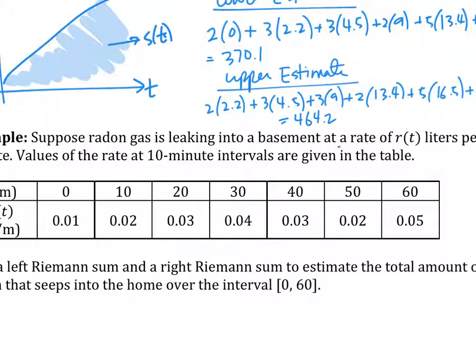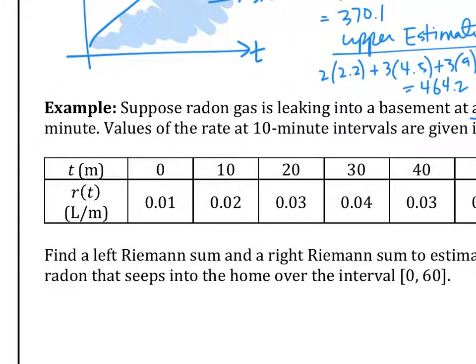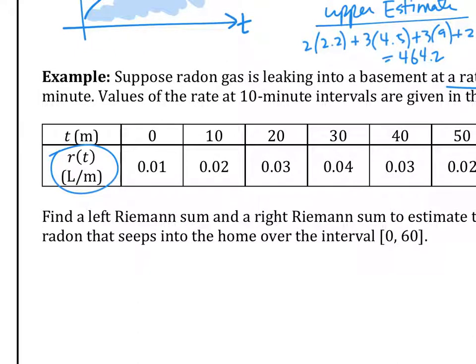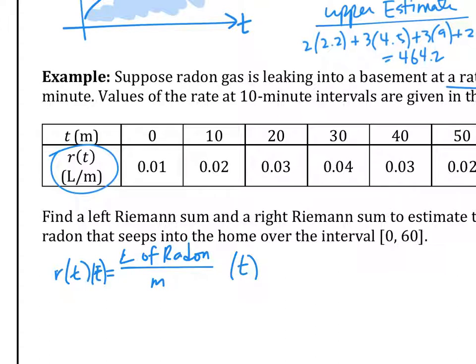So it gives you this rate. So this is a rate. They want you to figure out the total amount of radon. So basically, you have this rate that is liters of radon per minute, and you want to figure out the total amount of radon. So basically, you need to multiply by T. If you multiply by T, which is minutes, you end up with liters of radon. So this is a question that you do need to multiply and create areas so that you can figure out the answer.